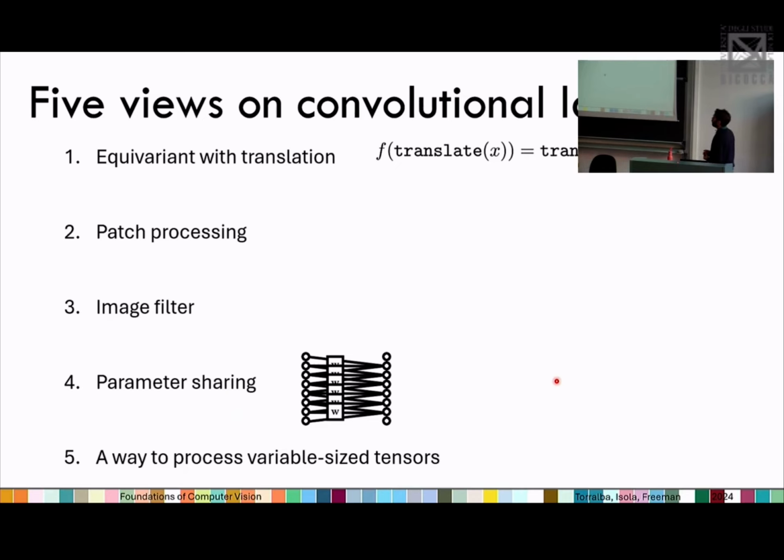So you can see convolutional layers, the backbones of convolutional neural networks, in 5 different ways: as something that's equivariant with respect to translation, as something that's processing images one patch at a time, as image filtering, because the convolution is a filter if you analyze images in Fourier space, as a way of parameter sharing with a multi-layer perceptron, or also as a way to process variably sized tensors, which is an intrinsic property of your images.